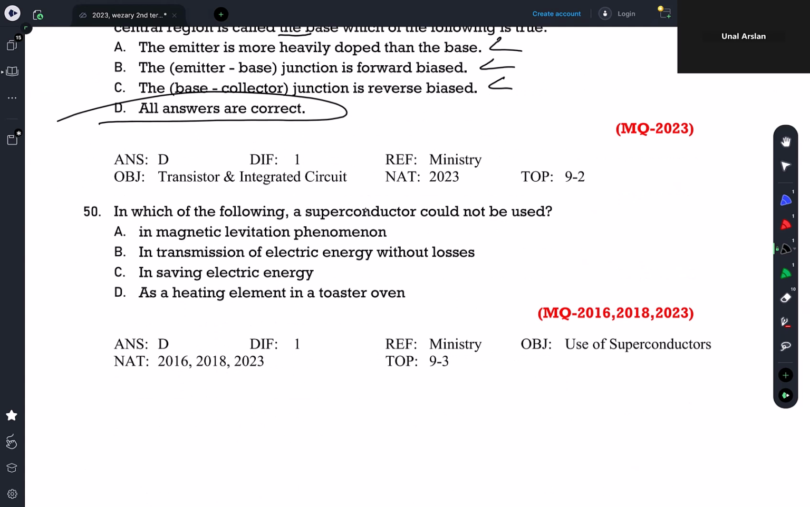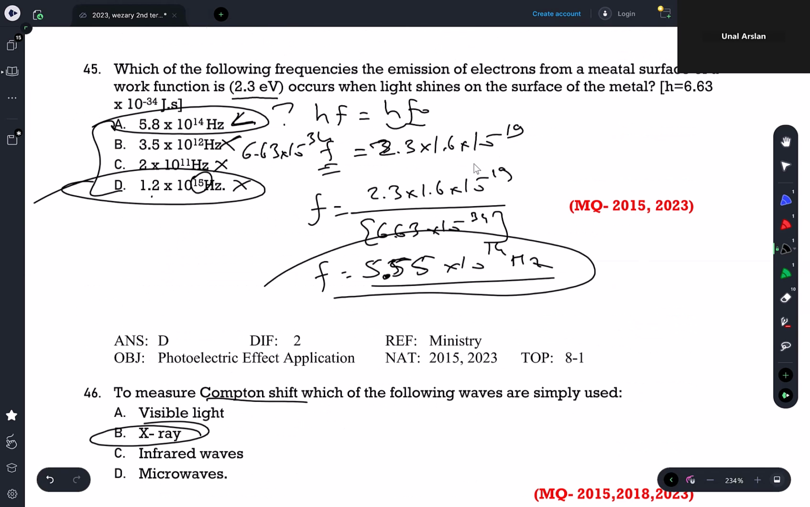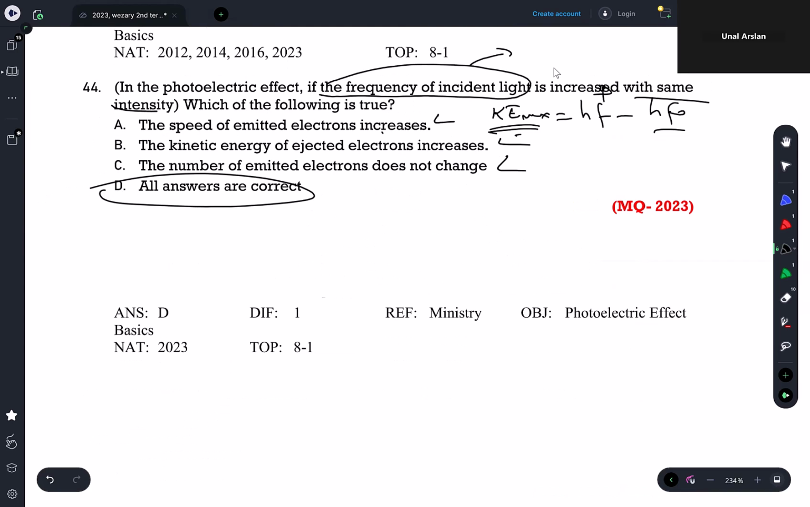In which of the following could a superconductor not be used? Heating element. You cannot use it as a heating element because the resistance of superconductors is zero. If there is no resistance, no heat is emitted. So this is all about the 2023 second term exam.